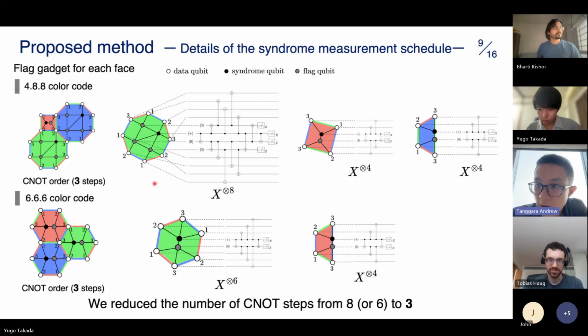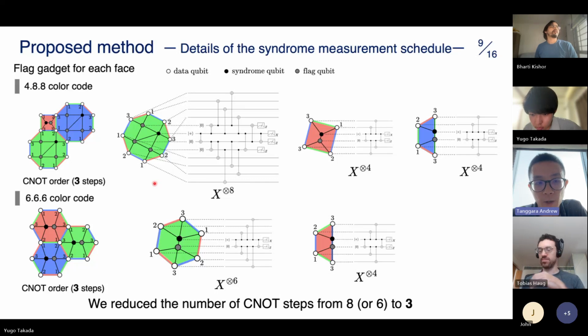I'm just wondering if you have thought about, or if there's an existing result that uses this flagging method for decoding subsystem codes, because I imagine it will be quite different. In subsystem codes, you obtain your error syndromes by measuring the gauge generators. So I'm wondering if there's such a thing as flagged subsystem code decoding.